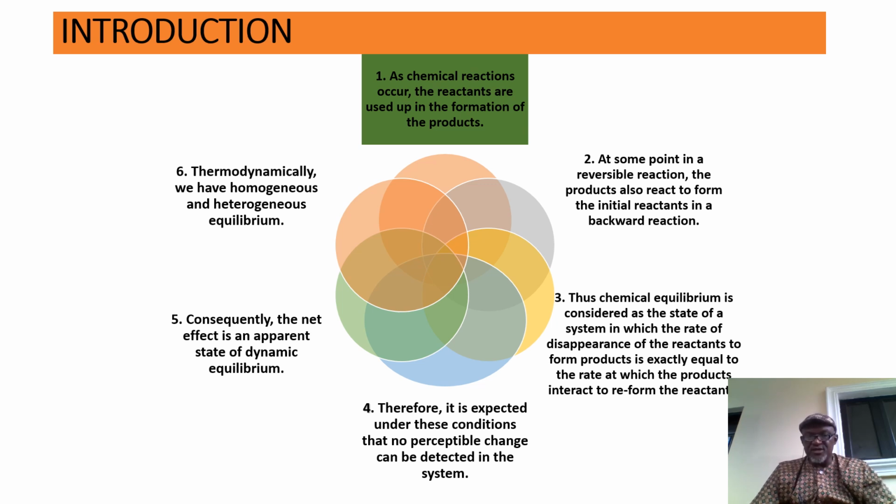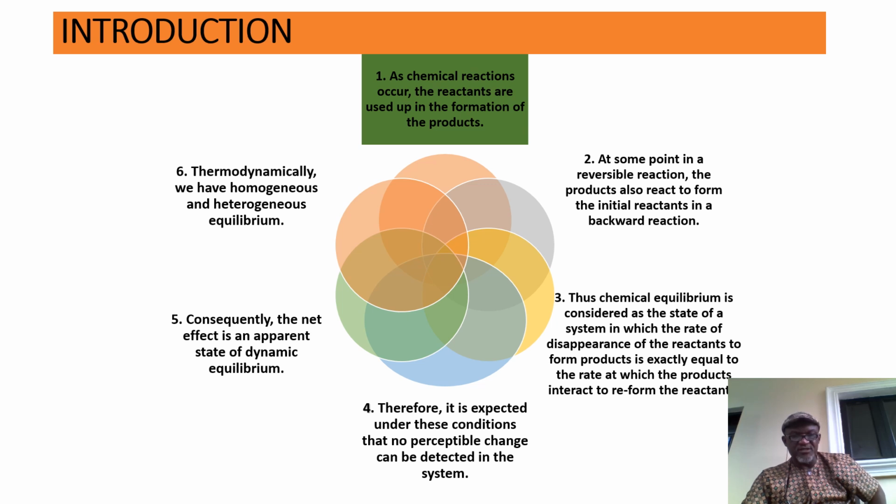Three, thus, chemical equilibrium is considered as a state of system in which the rate of disappearance of the reactants to form the products is exactly equal to the rate at which the products interact to reform the reactants. So when the forward reaction is equal to the backward reaction, we say that the reaction has reached equilibrium. The rate of formation of products is equal to the rate of formation of the reactants. So we have forward and backward reaction. Four, therefore, it is expected under these conditions that no perceptible change can be detected in the system.